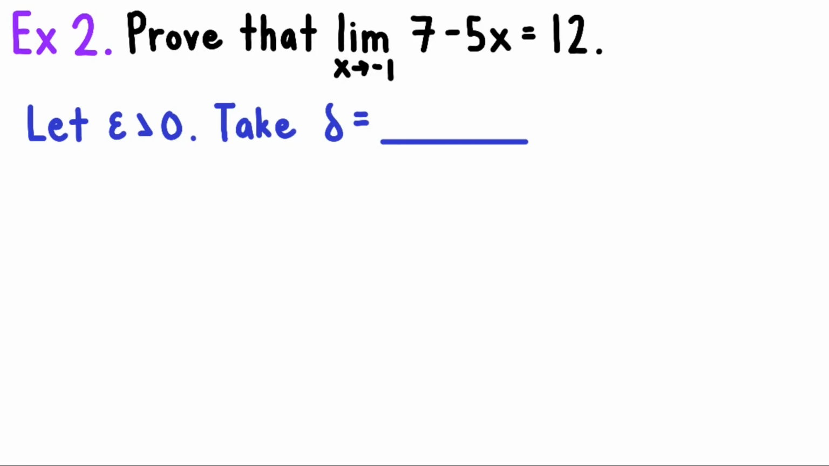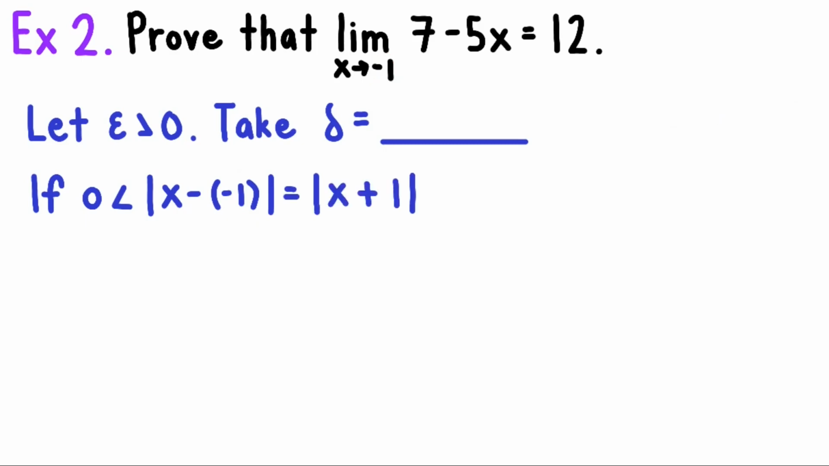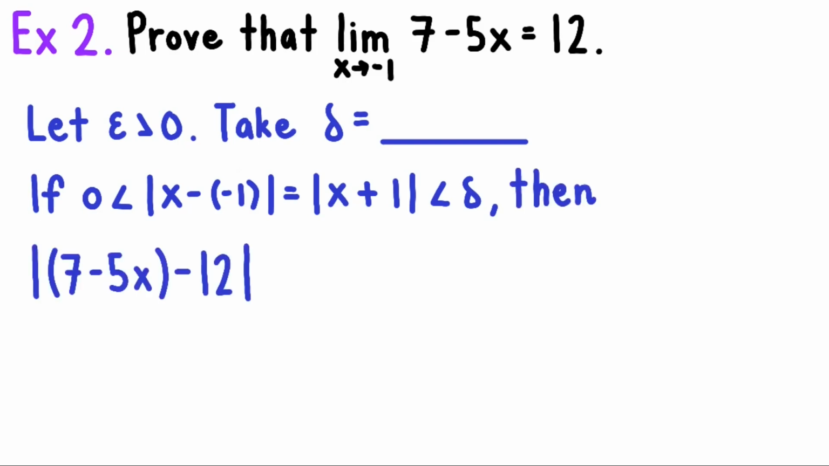such that if the absolute value of x minus -1 in this case, so -1 out here, simplifying this, so we'll have this is equal to the absolute value of x plus 1 is between 0 and delta, then we have 7 minus 5x minus 12, or the f of x minus L, is less than epsilon after some series of steps. So again, this is our goal.